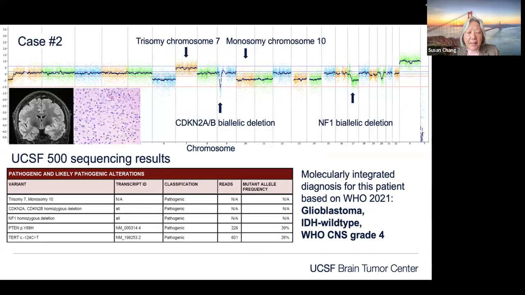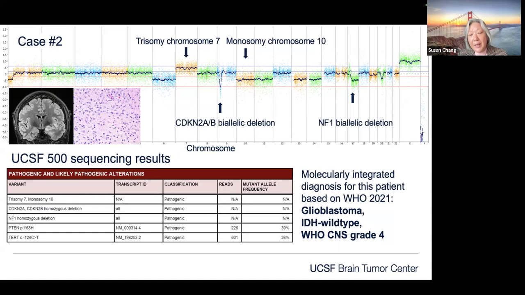So for this case that I presented, the second case, the patient with the non-enhancing left mesial temporal lobe mass, when we did the UCSF 500 sequencing, you can see that there are pathogenic abnormalities: trisomy 7, monosomy 10, CDKN2A and CDKN2B homozygous deletion, TERT promoter mutation, NF1 homozygous deletion, and a PTEN abnormality as well.